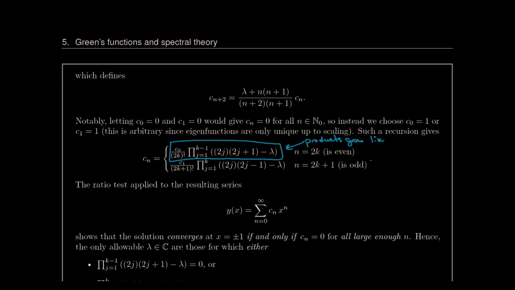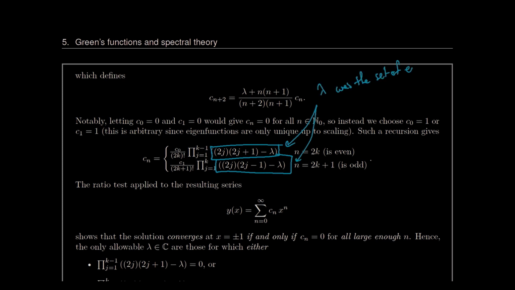grow like n factorial squared. And when they're growing like n factorial squared, notice in the denominator there's just a single factorial. So we've got something like n factorial here, and the ratio test is going to say this does not converge if there are infinitely many c_n's. So what we actually need is that one of these c_n's becomes 0, and that's only going to occur if one of these terms is 0 for some lambda. Right? Keep in mind, lambda was the set of eigenvalues, which we don't know yet.